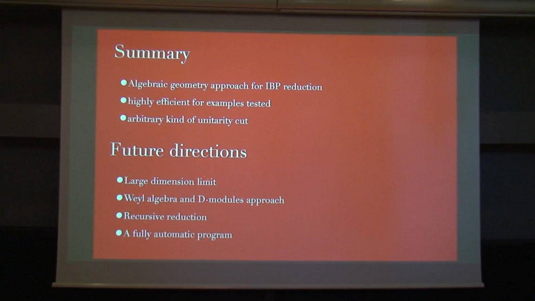And also, if you consider the large D limit, then you find that this non-commutative algebra is less and less apparent. It becomes more and more commutative. So if you consider the large D limit, you can see that a large part of the IBP is not just a D-module, actually it's just the commutative module. So in the large D limit, things get much simpler.